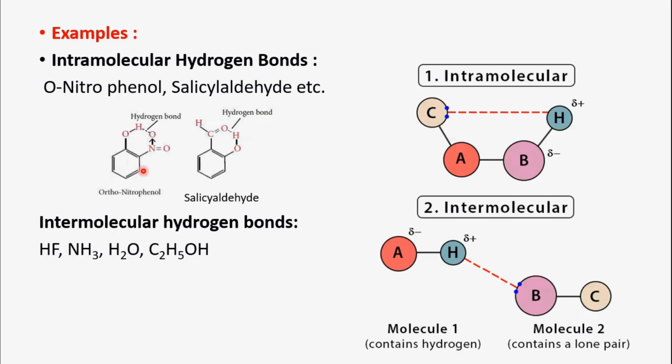So there are some examples. You can see there is orthonitrophenol and salicylaldehyde. This is the nitrogen and this is the oxygen, so there is hydrogen bonding between the hydrogen and oxygen. And this is another example, hydrogen and oxygen in salicylaldehyde. So this is intramolecular, and this is intermolecular hydrogen bonding, where molecule 1 contains hydrogen and the other contains the lone pair. So this is the intermolecular hydrogen bonding. So thank you so much.